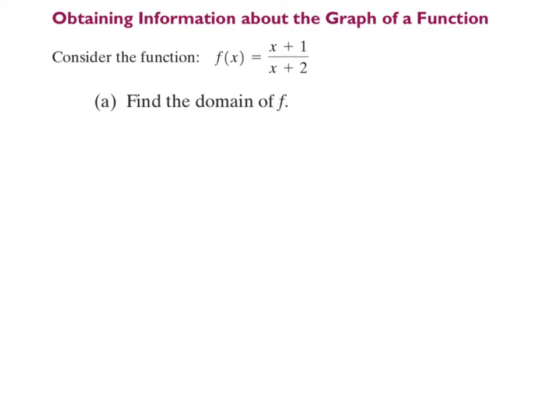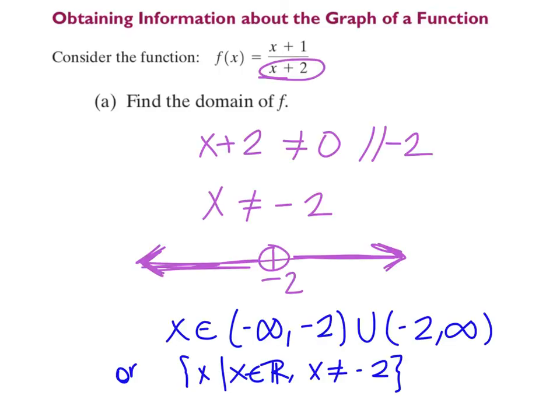So remember, that is if you have a variable in the denominator of a fraction, or if you have a radical that is an even root, so square root, fourth root, sixth root, etc. I don't have a radical, but I have a variable in my denominator. My first step is to set that denominator not equal to 0. You could set it equal to 0, it doesn't matter. And I find that x cannot be -2.